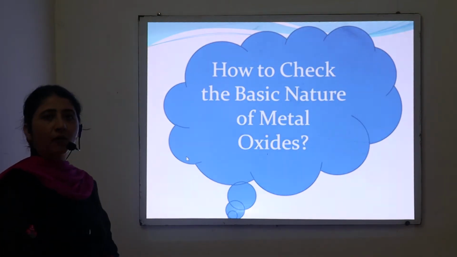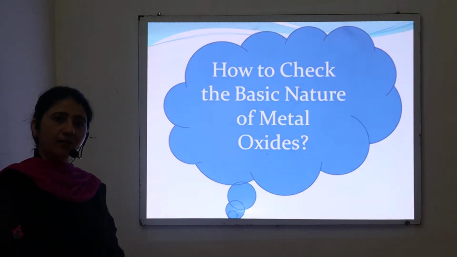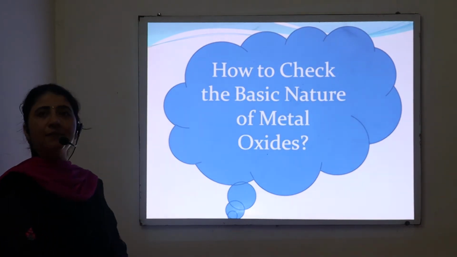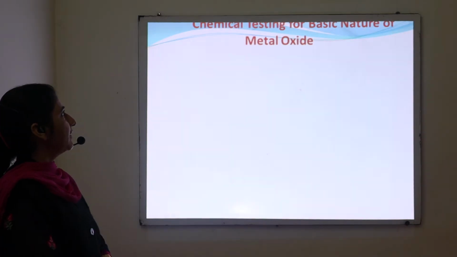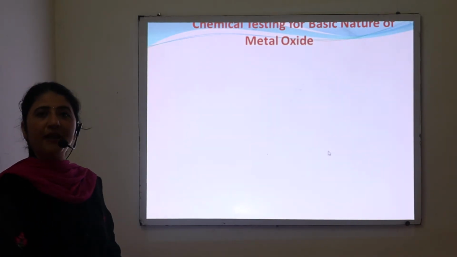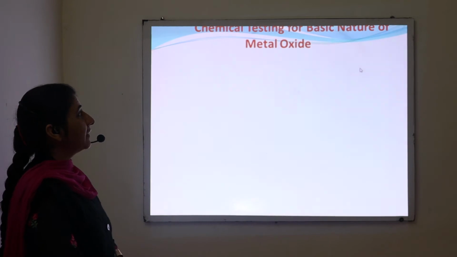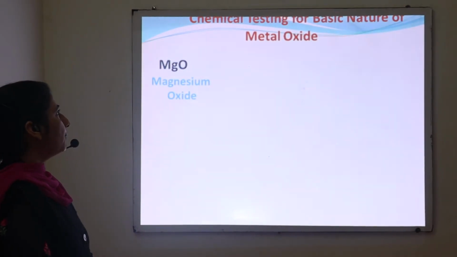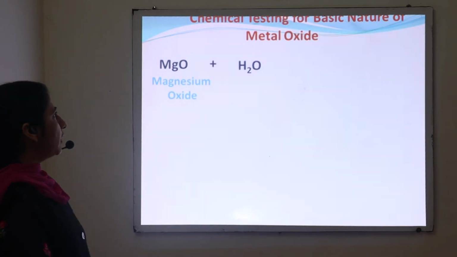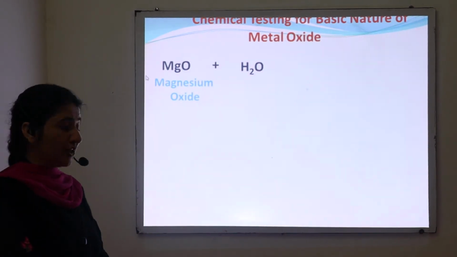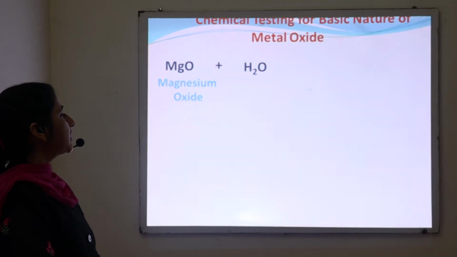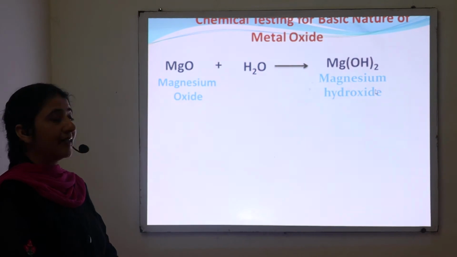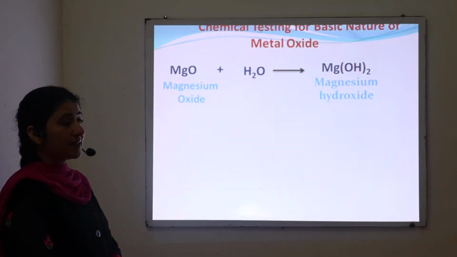How to check? When metals react with oxygen, they form basic oxides. So how to check the basic nature of the metal oxide? The basic nature of metal oxides is checked by a chemical test. In the chemical test, first of all, we dissolve the metal oxide. Here I am taking the example of magnesium oxide. Magnesium oxide dissolves in water to form magnesium hydroxide, that is a suspension of magnesium oxide.